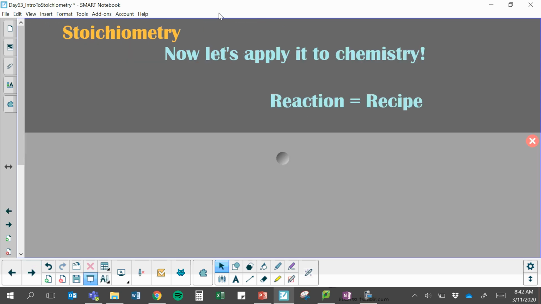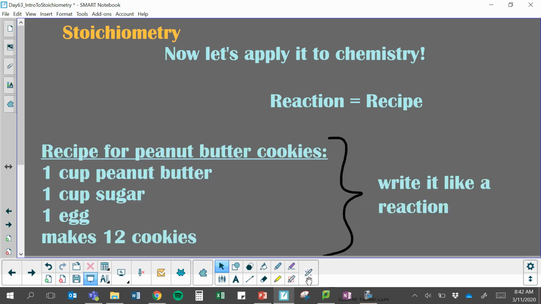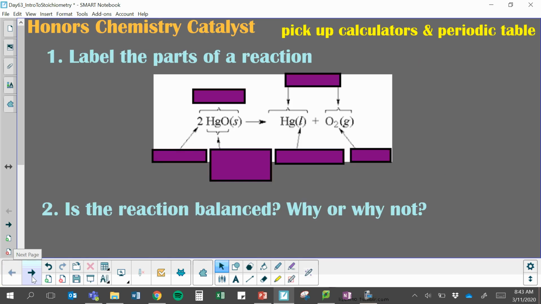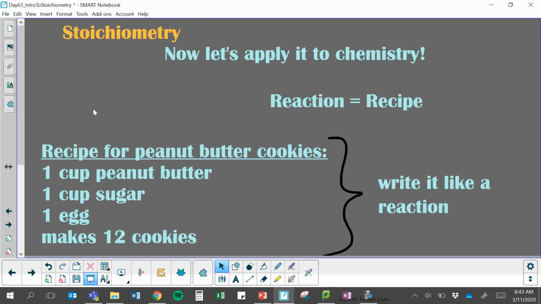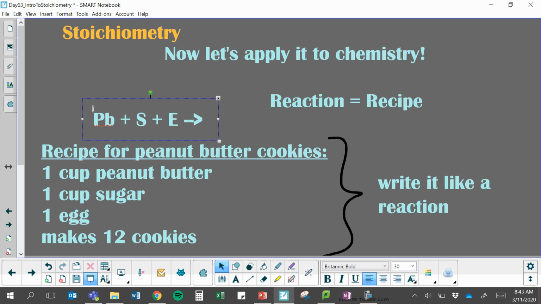So now we're going to apply what we've learned about stoichiometry to chemistry. We can think about our reaction just like we would our recipe. So for instance, if we're thinking about a recipe to make peanut butter cookies, and a cup of peanut butter, a cup of sugar, and 1 egg makes 12 cookies, we could think about writing it in the same type of format as our reaction. We have peanut butter, sugar, and eggs that we are all adding together, so those are our reactants, and then our product is going to be the cookies.